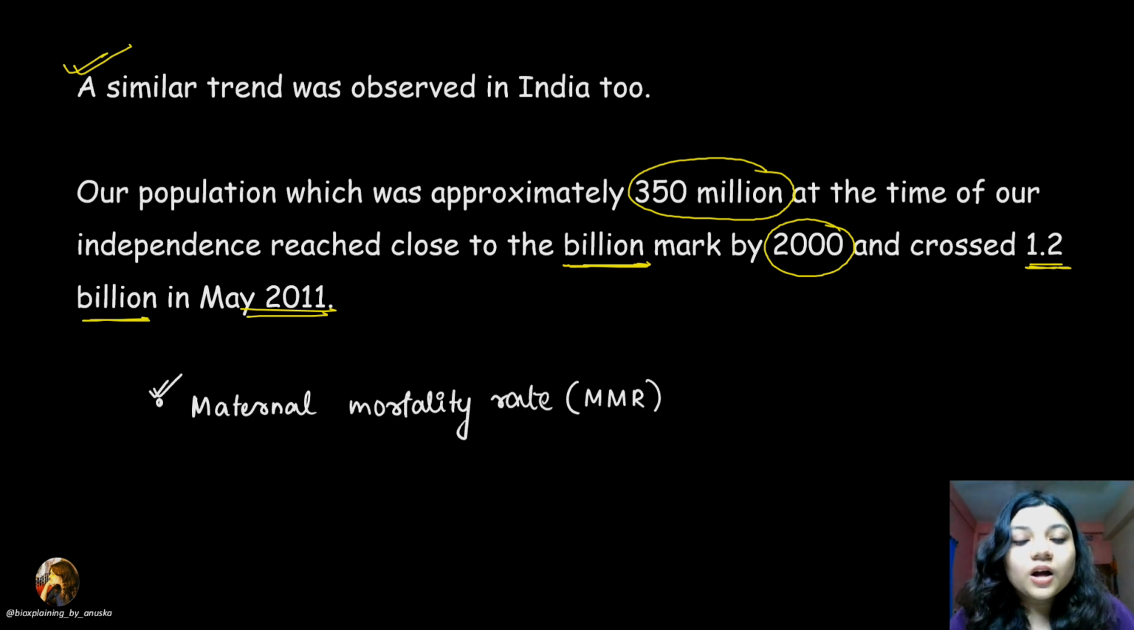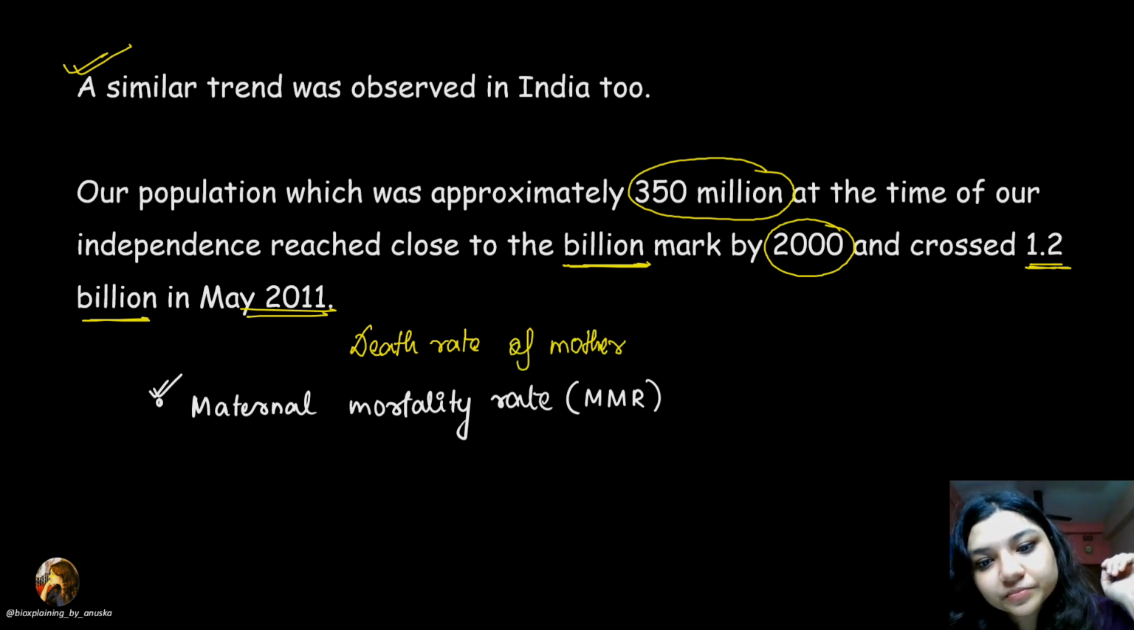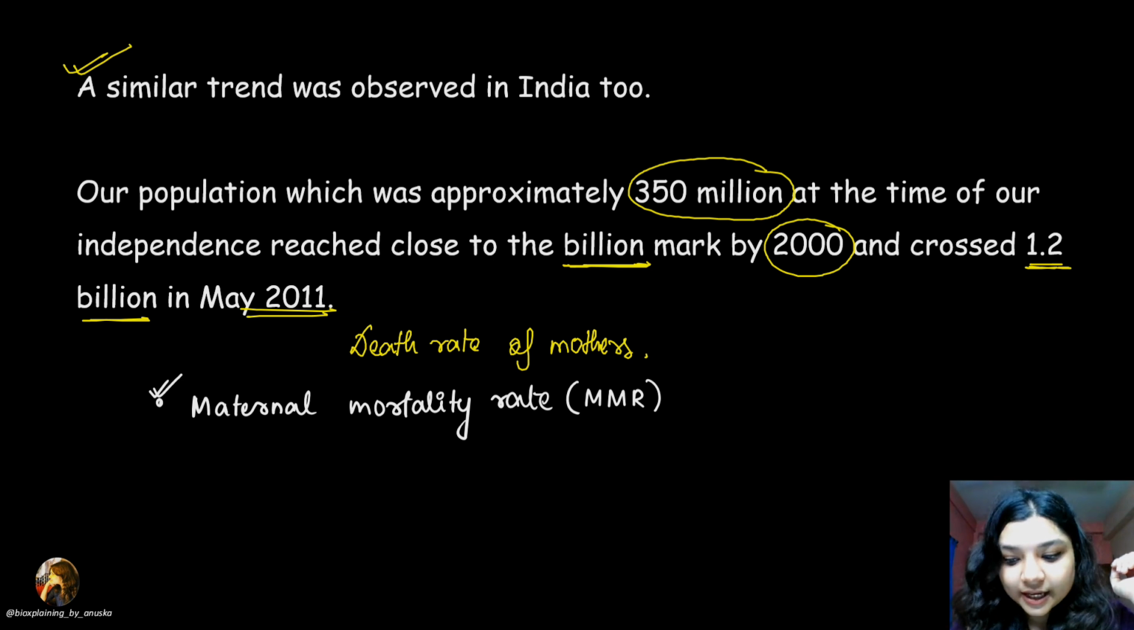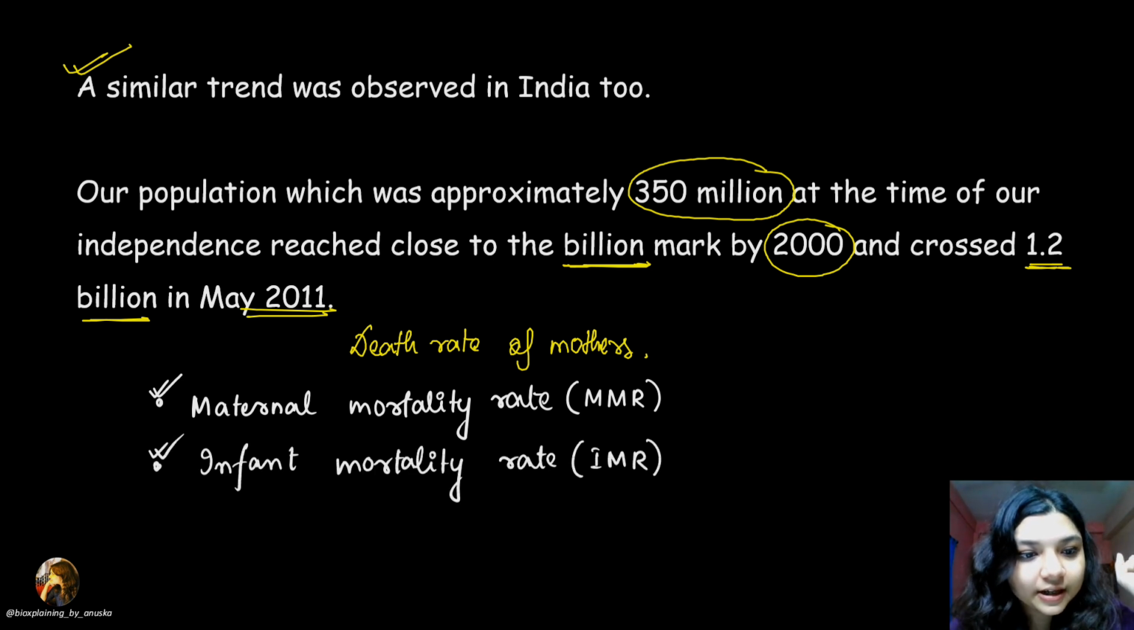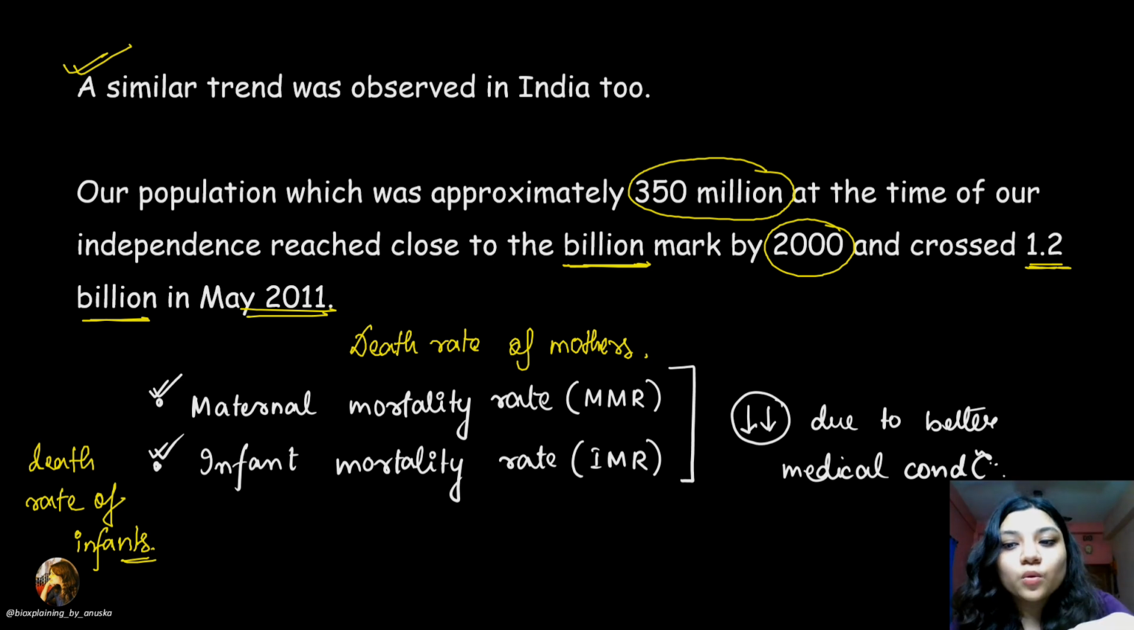Okay. So these factors, like maternal mortality rate, meaning death rate of mothers. Death rate of mothers. Then infant mortality rate. Infant mortality rate means death rate of infants. That is the child that has been born and up to a certain time. So all of these started to come down due to better health condition, better medical condition.